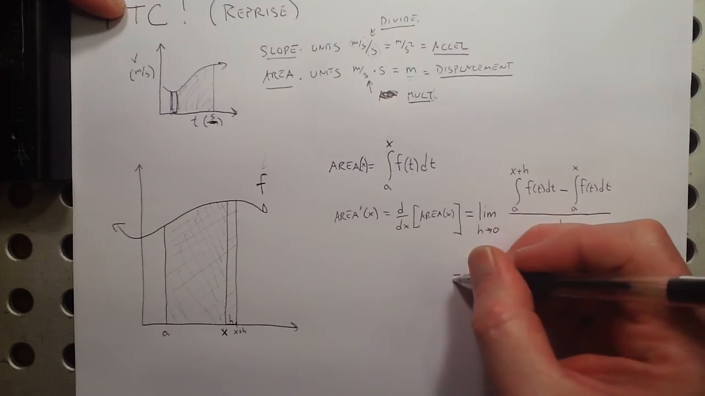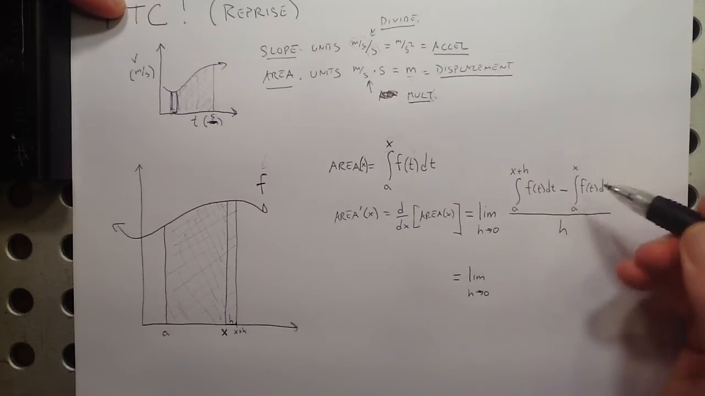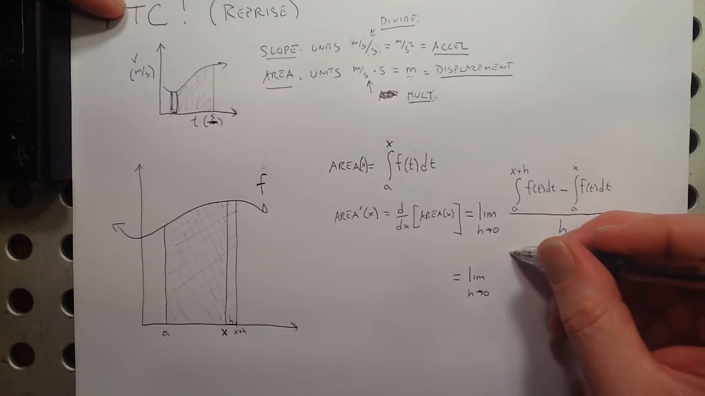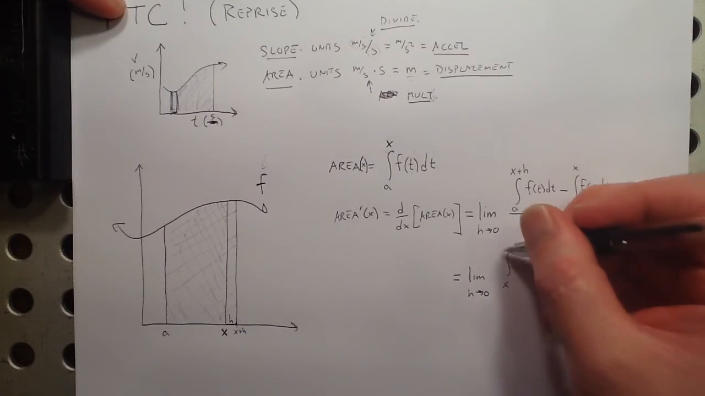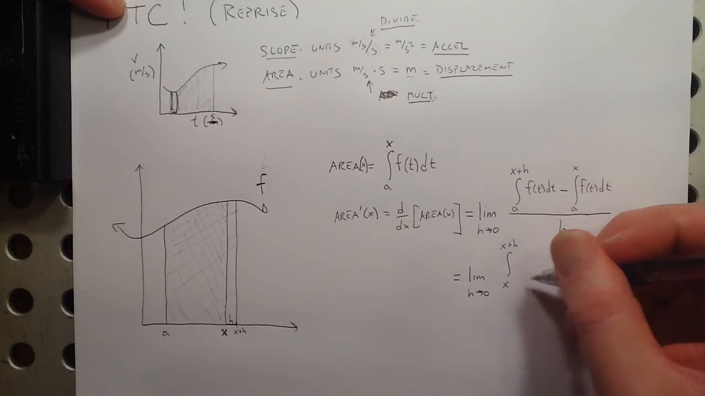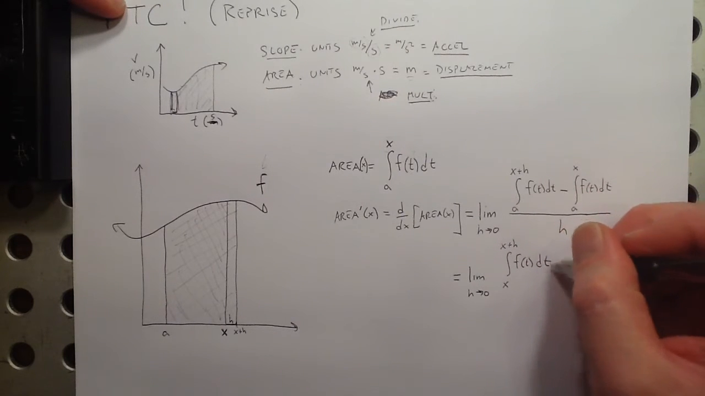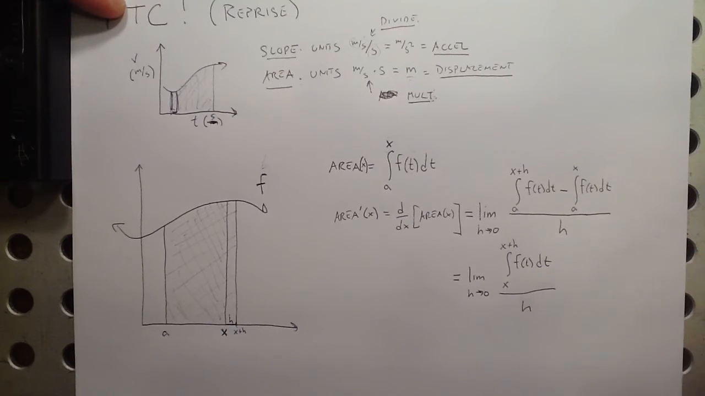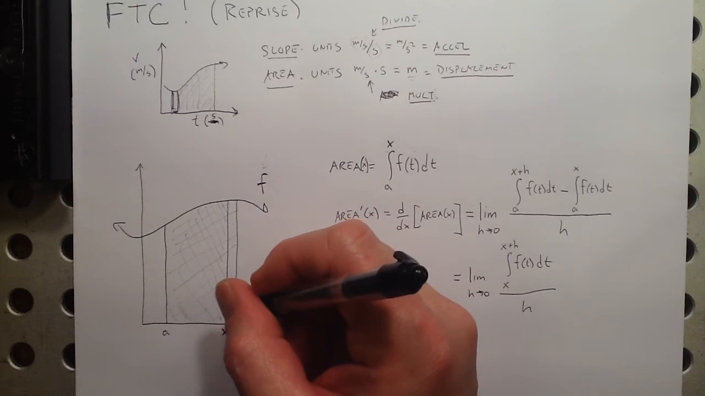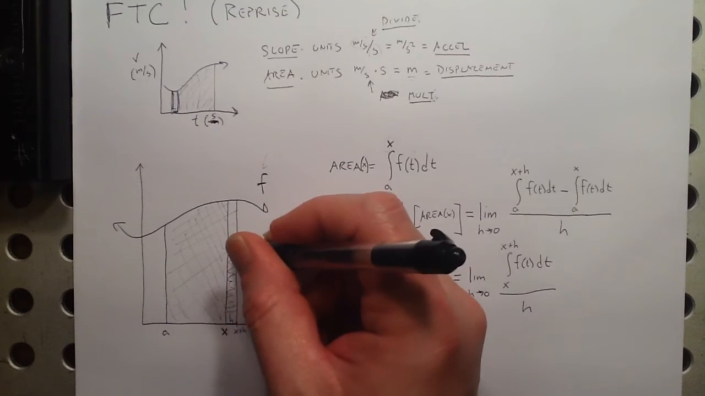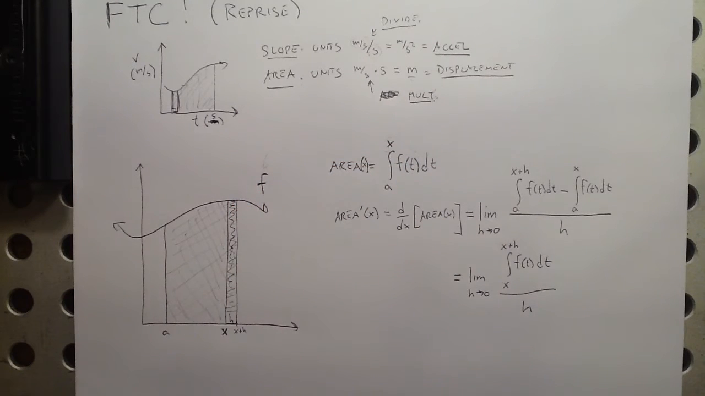So this is equal to the limit as h approaches 0. This would just give me the area of the little strip from x to x plus h of f of t dt, all over h. Right? So that's this area here of that little skinny strip.